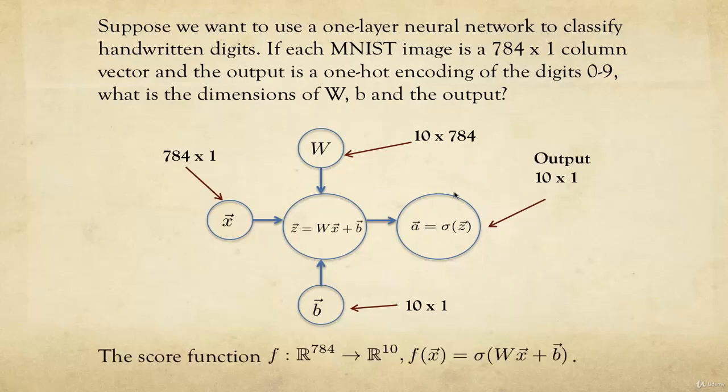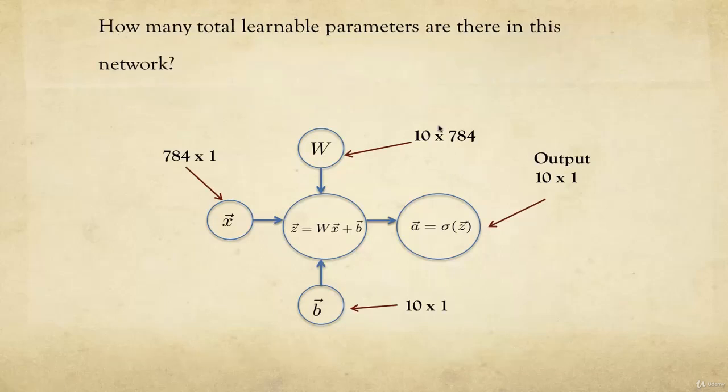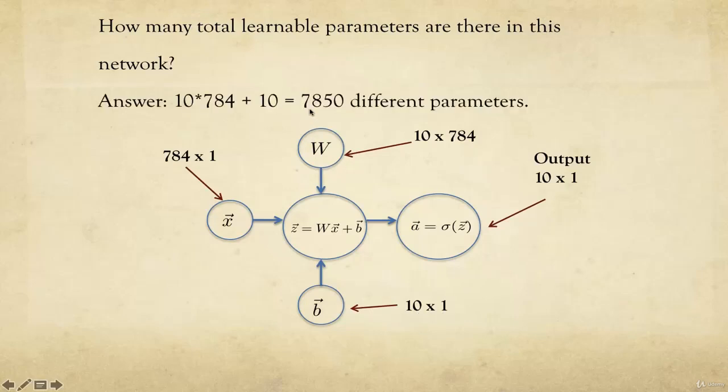So in this example, we have a lot of parameters. In fact, let's just try to compute that. How many learnable parameters do we have in this network? Well, W has 10 rows and 784 columns, so that's 10 times 784. And B is 10 by 1, so together we have 7,850 different parameters for this one-layer neural network. So that's a lot of parameters.